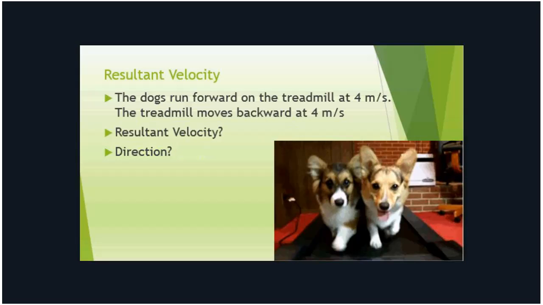Dogs run forward on the treadmill at 4 meters per second. The treadmill moves backward at 4 meters per second. Those are opposite directions, forward and backward. So you're going to take 4 minus 4. 4 minus 4 is 0. 0 meters per second. And if it's 0, they don't have a direction, so technically they're going nowhere.